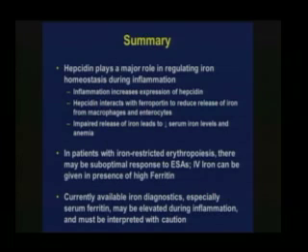So in summary, hepcidin plays a major role in regulating iron homeostasis, especially during inflammation. Inflammation increases the expression of hepcidin. Hepcidin, of course, interacts with ferroportin and causes impaired release of iron, leading to low iron levels in the blood and therefore anemia. In patients with iron-restricted erythropoiesis, there's a suboptimal response to erythropoietin. IV iron can be given and can actually improve the anemia. And the currently available lab tests for iron, especially ferritin, may be elevated during inflammation and have to be interpreted with caution.